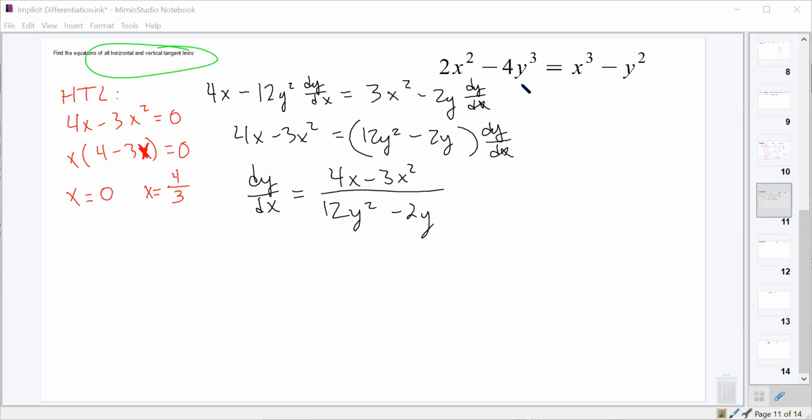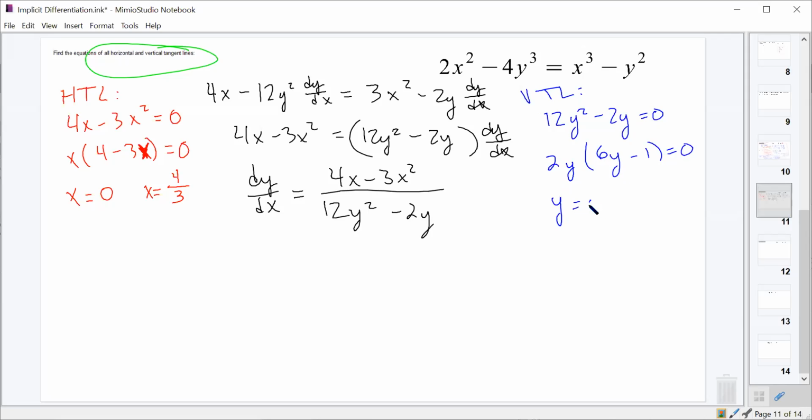All right, so we're going to pause there for just a second, and let's do the vertical tangent lines. We'll do those ones over here. Vertical tangent lines. We need to set our denominator equal to 0. Factor out a 2y. And that gives us y equals 0 and y equals 1/6. Good or no?